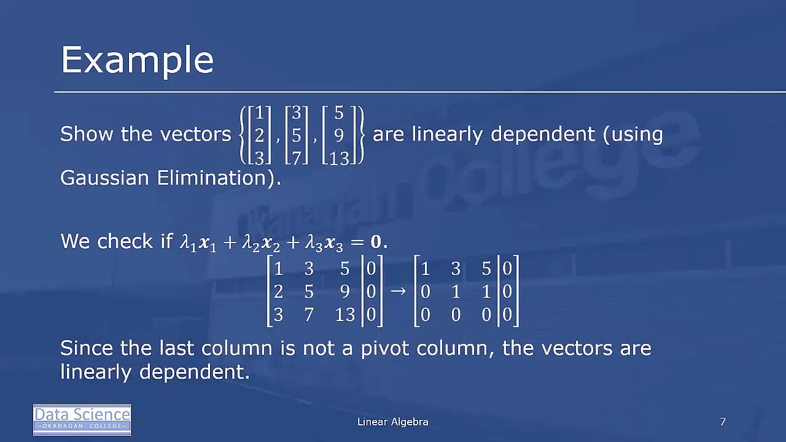We return to one of our previous examples. We want to show the vectors 1, 2, 3, 3, 5, 7, and 5, 9, 13 are linearly dependent, this time using Gaussian elimination. So again, we check if lambda 1 x1 plus lambda 2 x2 plus lambda 3 x3 is equal to 0. We create our augmented matrix, row reduce it, and we notice that column 3 is not a pivot column. Because the last column is not a pivot column, these vectors have to be linearly dependent.